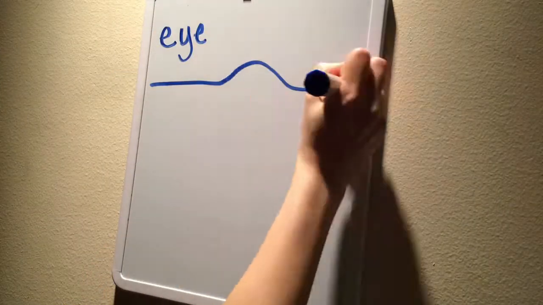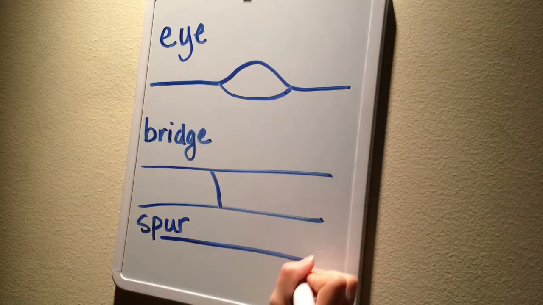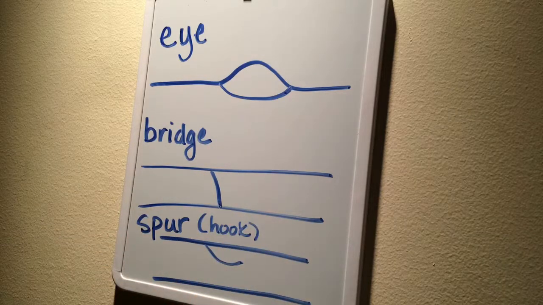Next, we have the three minutia patterns that look just like what they're named after: the eye, the bridge, and the spur or hook.